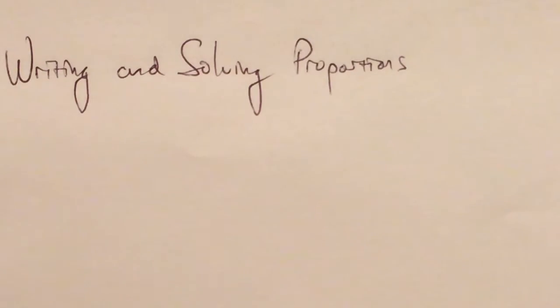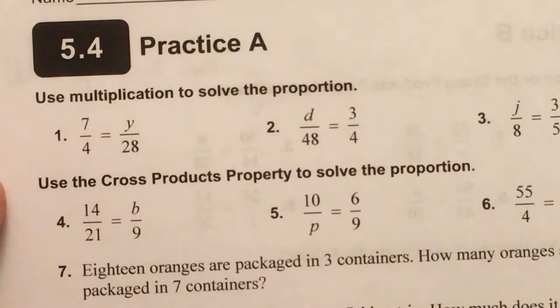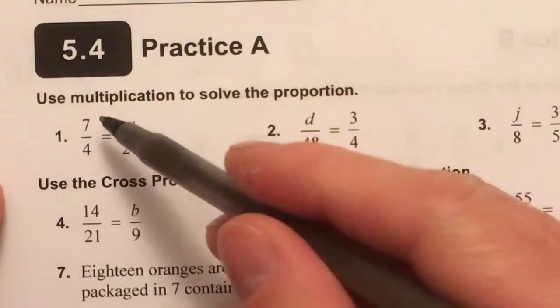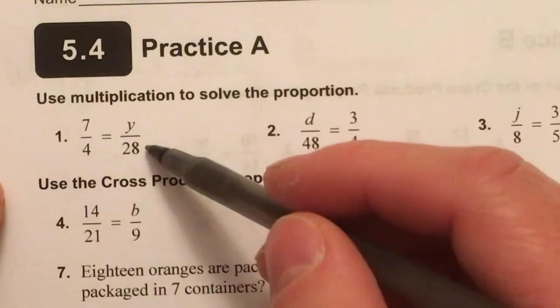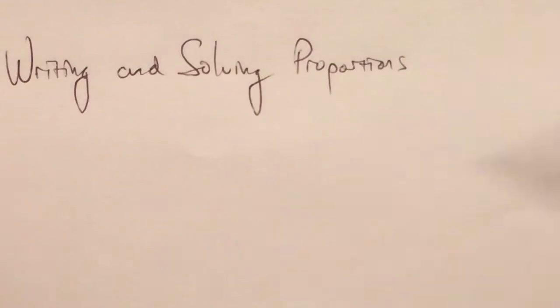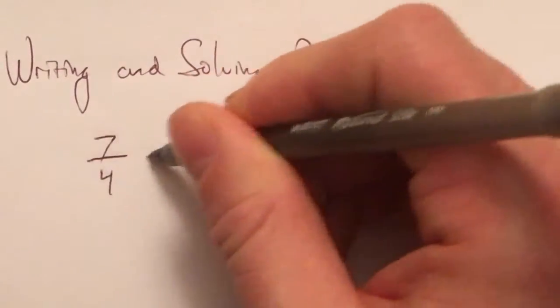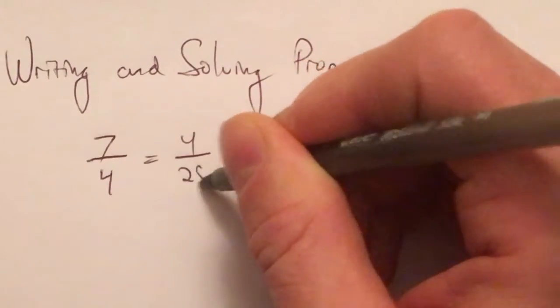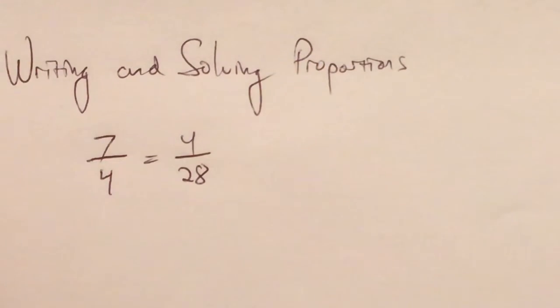Okay, so we're going to be writing and solving proportions. Problems mostly are going to be taken from this homework, 5.4 practice A. We can start with the first one, 7 over 4 equals y over 28. We should probably go back for a second here and say something like this.